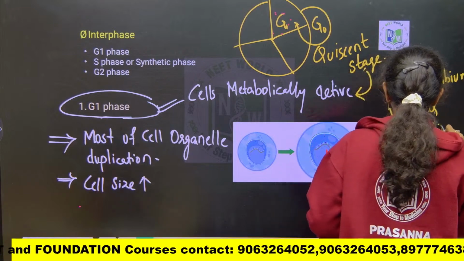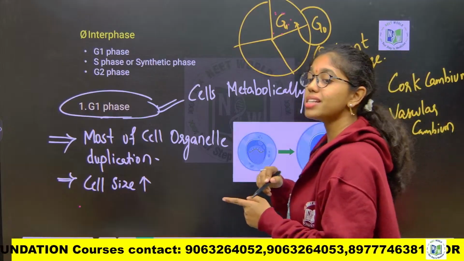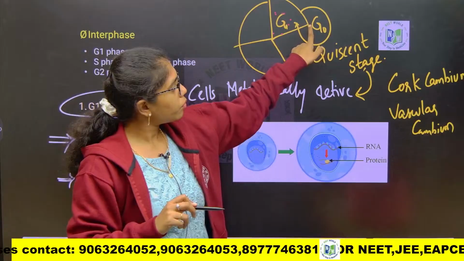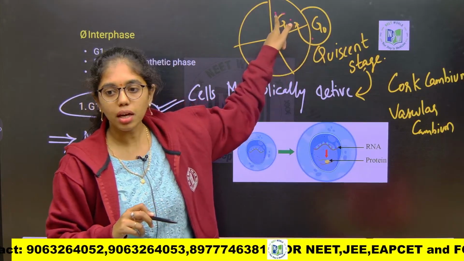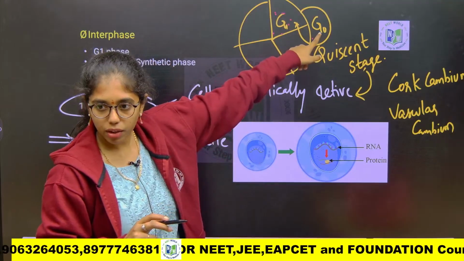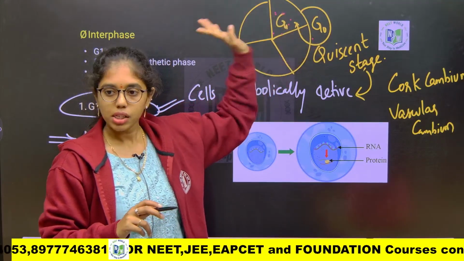These are the cells which are getting back their meristematic or divisional activity. So, they will get back from what? From G0 phase back to the G1 phase. Clear? Keep this in your mind. From G1 they move back to G0, and from G0 again to the G1 phase.